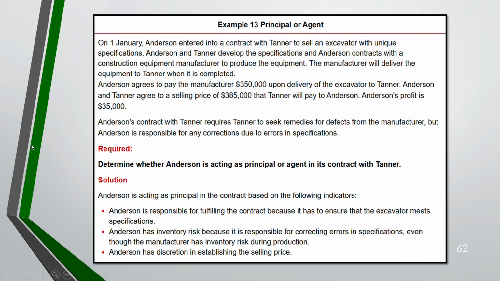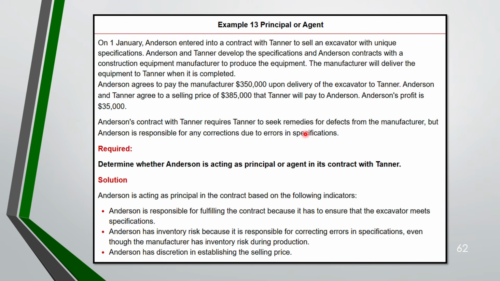Now, example 3. Determine whether Anderson is acting as a principal or an agent. So, on 1st Jan, they have entered into a contract with Tanner to sell an excavator with a unique specification. They both have developed the specification, and Anderson contracts with a construction equipment manufacturer. The manufacturer will deliver the equipment. Addison agrees to pay the manufacturer $350 upon delivery, and Tanner agrees to a selling price of $385. Addison's contract with Tanner requires Tanner to seek remedies for defects from the manufacturer, but Addison is responsible for any corrections due to Addison's specification.